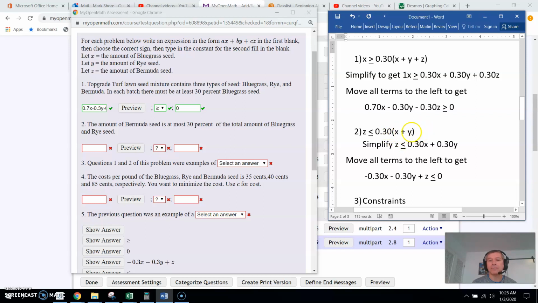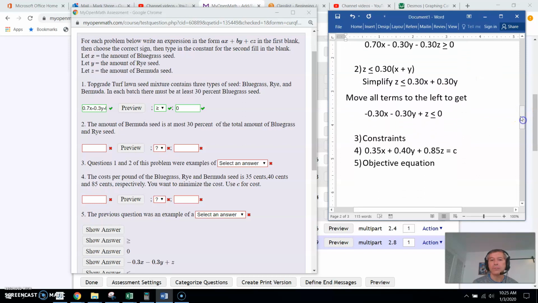Now we have to simplify this. So we have z is less than or equal to, take your 0.3 across and you get 0.3x plus 0.3y. Move both of these over to the left-hand side, making both of them negative. So you get negative 0.30x minus 0.30y plus the z that's already there is less than or equal to 0 because we moved everything to the left-hand side. Over here it says questions 1 and 2 of this type of problem were examples of constraints. These are not what you're trying to maximize. This is what you're restricted to, these conditions here.